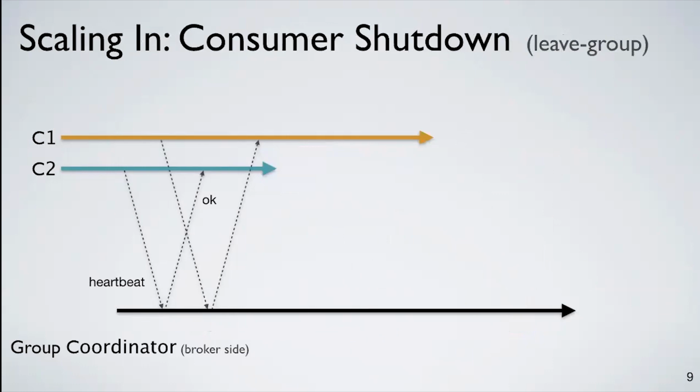Similarly, if the consumer is gracefully shutting down, in order to notify the group coordinator sooner rather than later that membership has changed and a rebalance needs to be triggered, it will send a new type of request called the leave group request, right at the point when it's shutting down. Whenever the leave group request is received, the group coordinator will treat this consumer as leaving the group and no longer alive, and then trigger the rebalance as well.